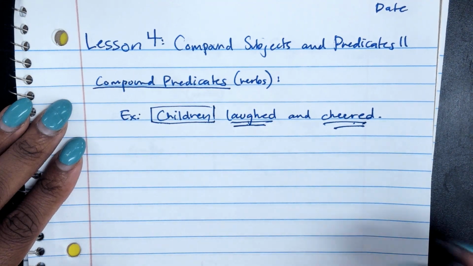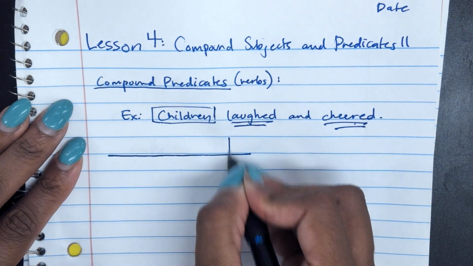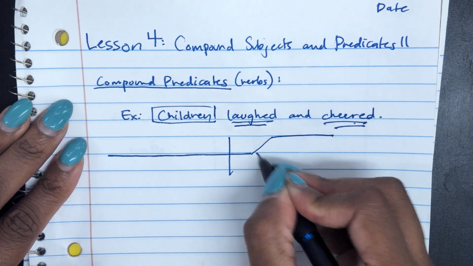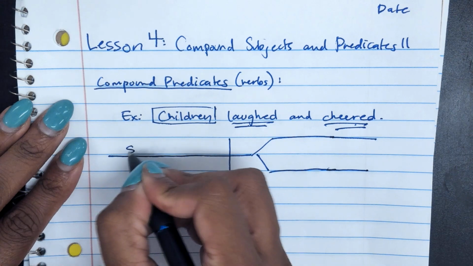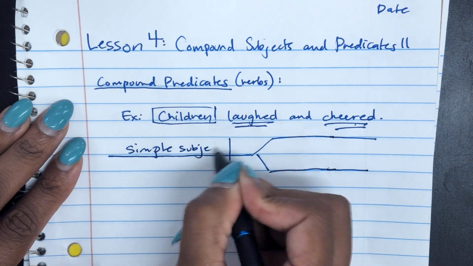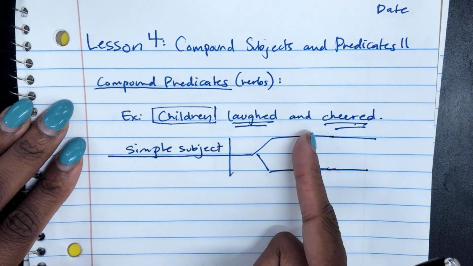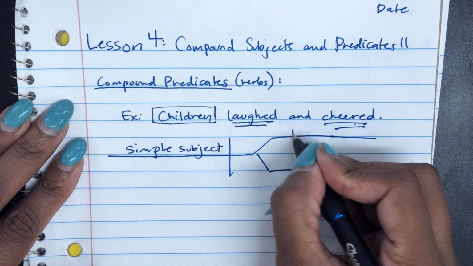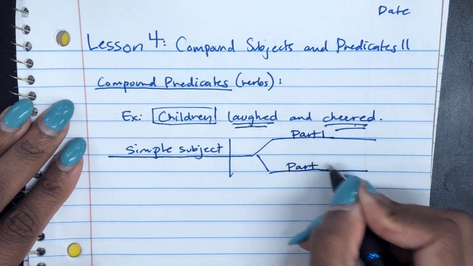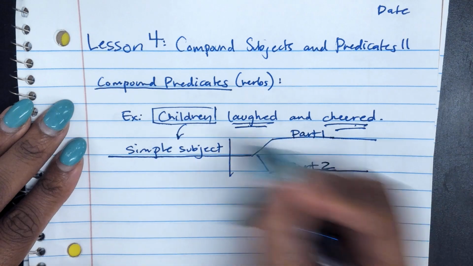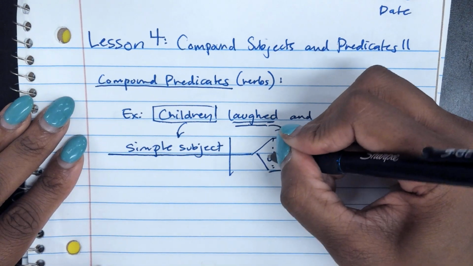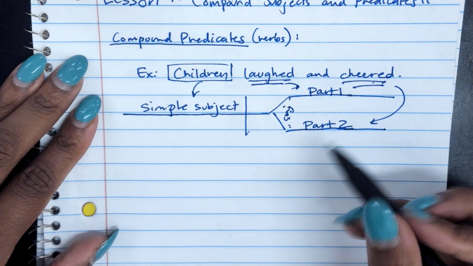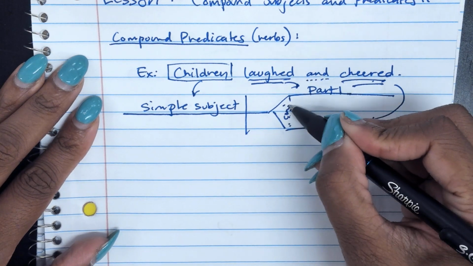The diagram for a sentence with a compound verb has a fork in the baseline at the right side of the vertical line. It looks like this. Now, on the left will go the simple subject. Then on the right side, on your horizontal lines, will go your 2 verbs. In this case, you would use laughed for part 1 and cheered for part 2. Let's actually diagram a sentence now. Oh, I apologize. Don't forget your conjunction along the dotted lines. Great.